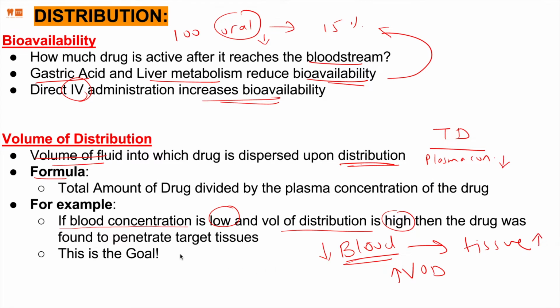This is ideal. This is the goal. This is what we want for any drug that is manufactured. We want low blood concentration remaining, high target tissue penetration, and that's what we call high volume of distribution.